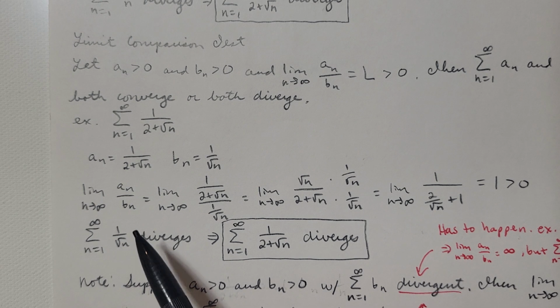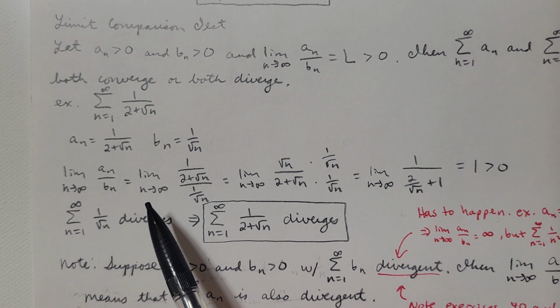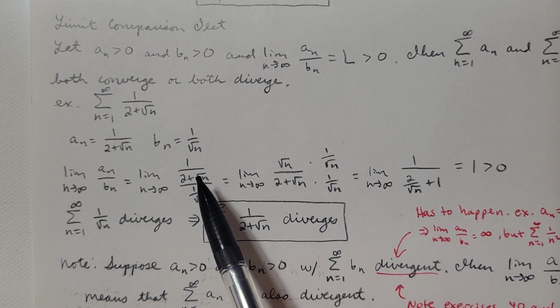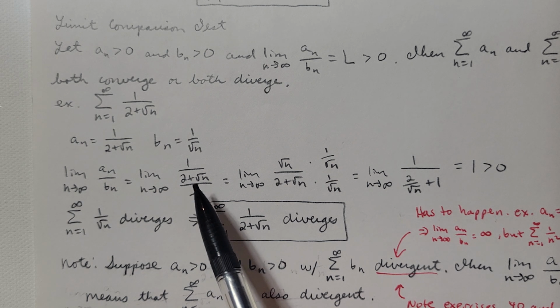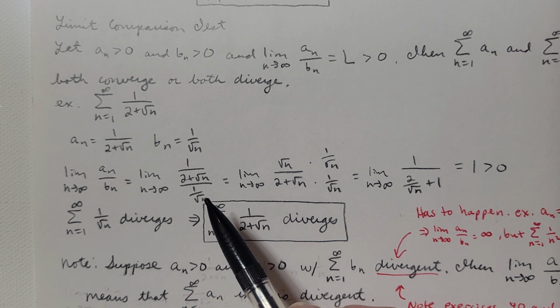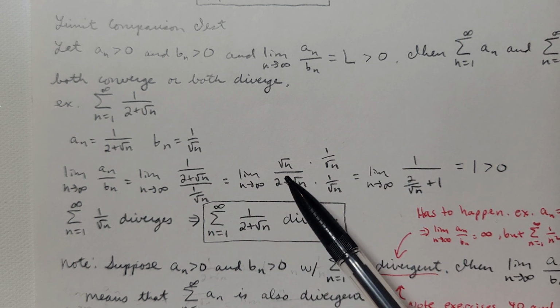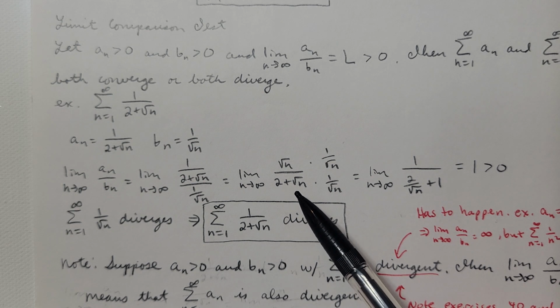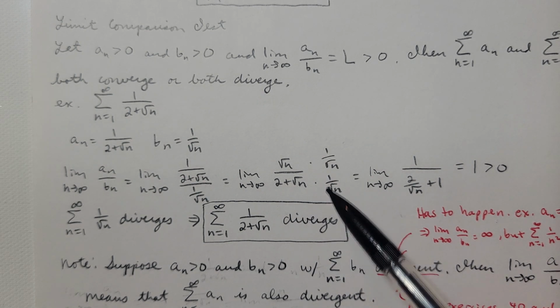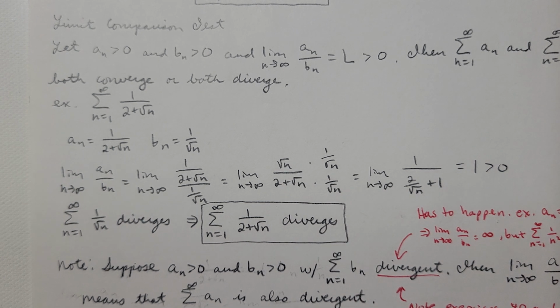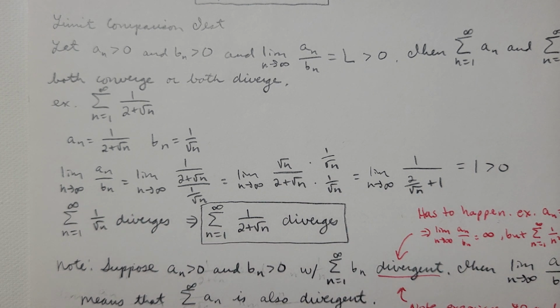Then the limit as n approaches infinity of a sub n over b sub n is the limit as n approaches infinity of 1 over 2 plus the square root of n divided by 1 over the square root of n. And when I flip the denominator there, I got the limit as n approaches infinity of the square root of n divided by 2 plus the square root of n. And if I multiply the top and bottom of this fraction here by 1 divided by the square root of n, that's the same as 1, I'm not changing anything, right?